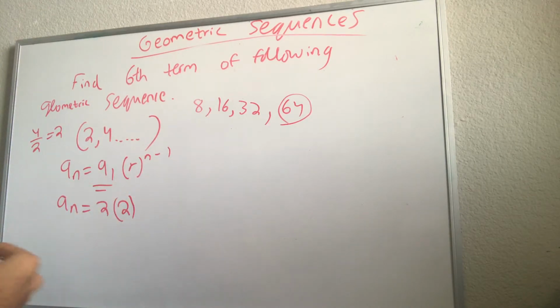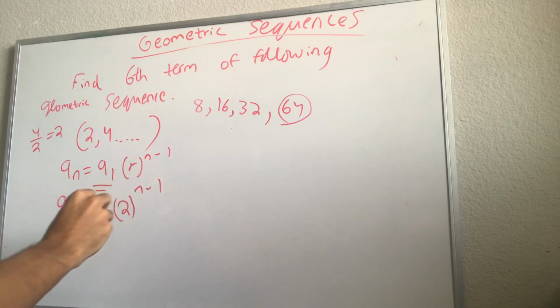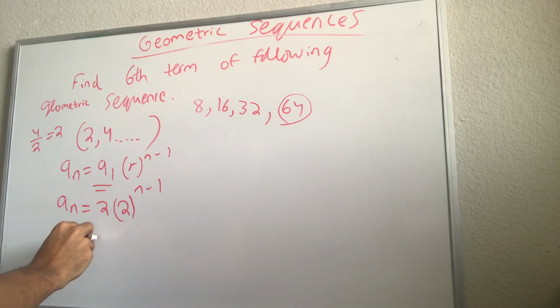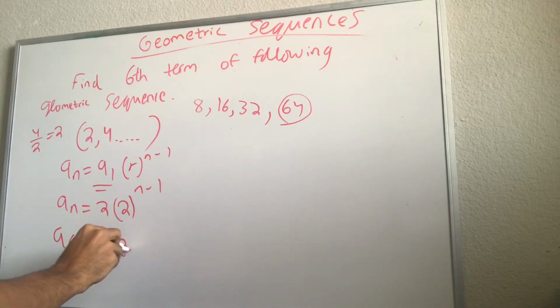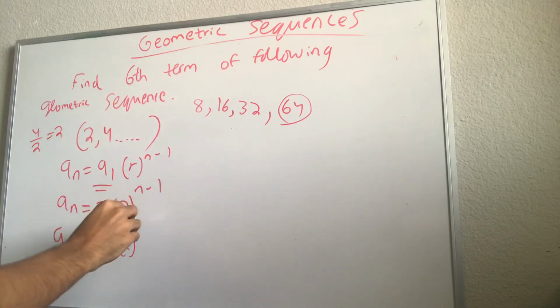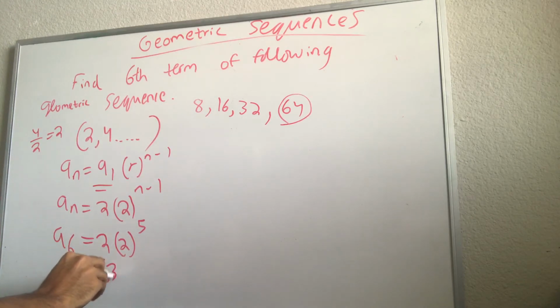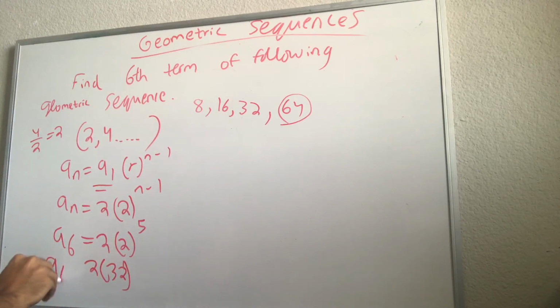And then we have to the power of n minus 1. We're finding the sixth term, so a6 is equal to 2 times 2 to the power of 6 minus 1, which is really just 2 to the power of 5. You know what 2 to the power of 5 is: it's 32. It's 2, 4, 8, 16, 32. And so we're really doing 2 times 32 to determine the value of our sixth term.